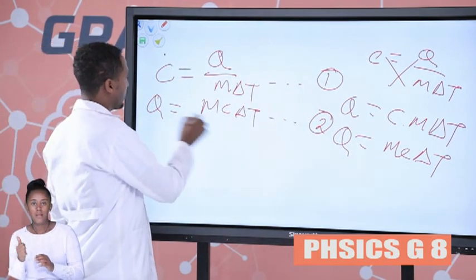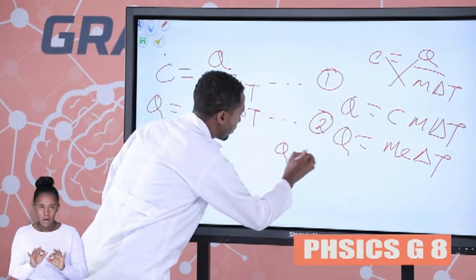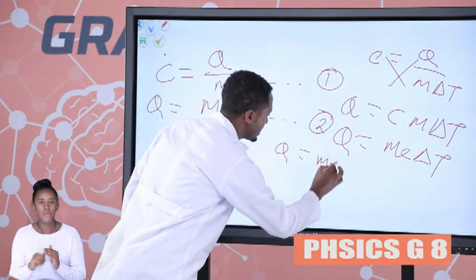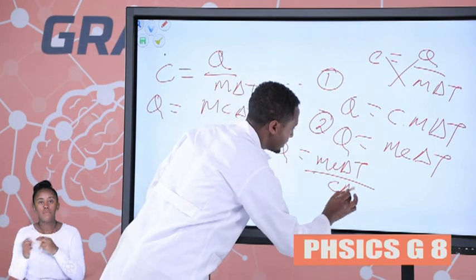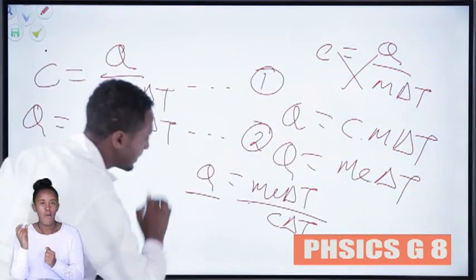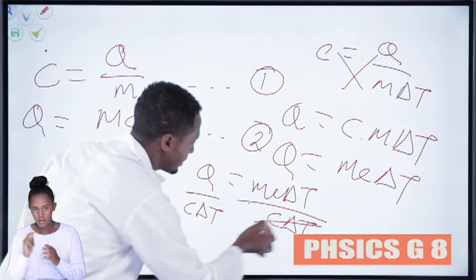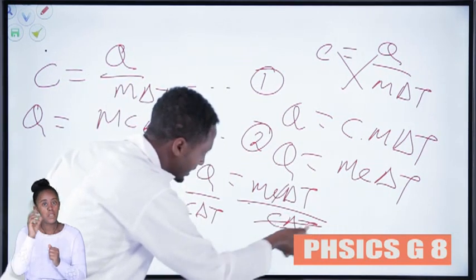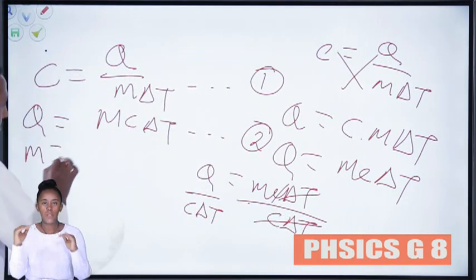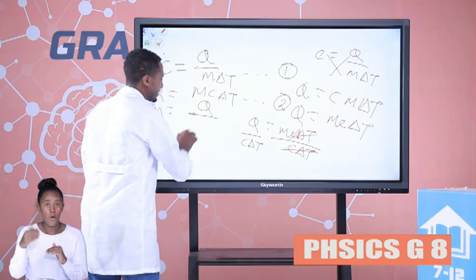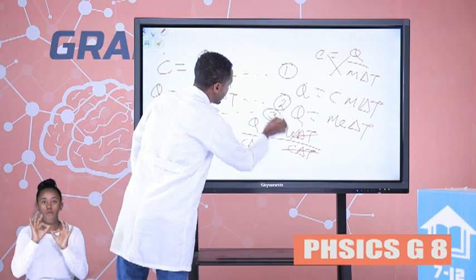And we can get M from this formula. Q is equal to MC change of T. Dividing both sides by C times change of T, C cancels C, change of T cancels change of T. M is equal to Q over C times change of T. Formula 3.